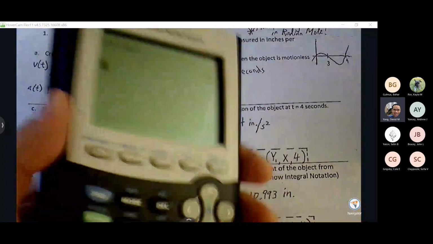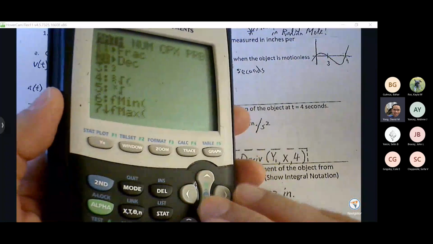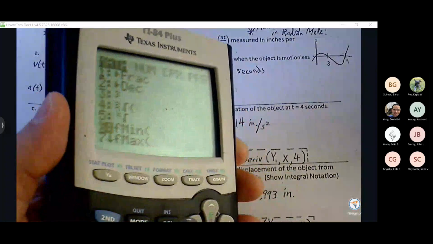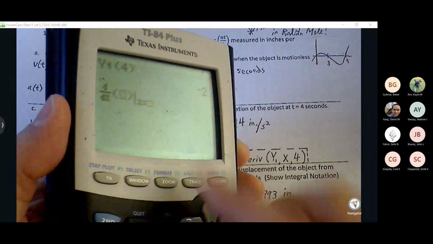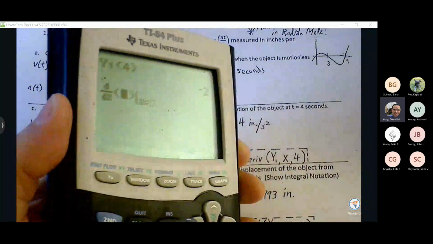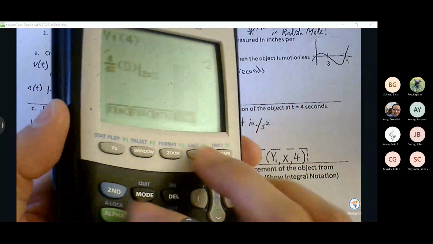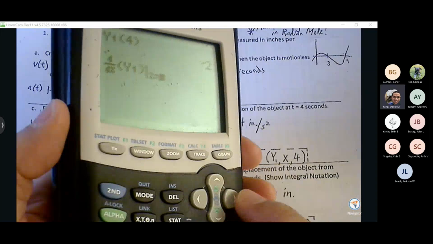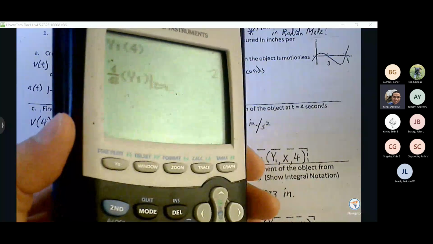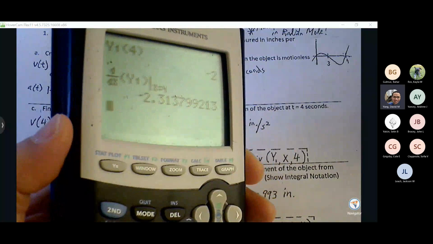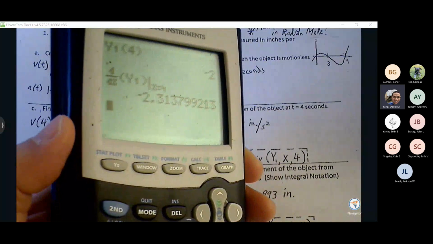For part D, find the acceleration at 4 seconds. Acceleration is the first derivative of velocity. So if you do math 8, that will take you to nDeriv. So d over dx, I want to put in my velocity function and ask the calculator to get to my acceleration for me. Again, alpha trace will help you get to your menu, Y1. We want to find acceleration at 4. So we're making the calculator do all the work for us. Negative 2.314. Units of measure are meters per second squared, since we're talking about acceleration.